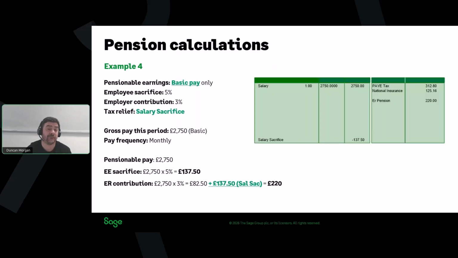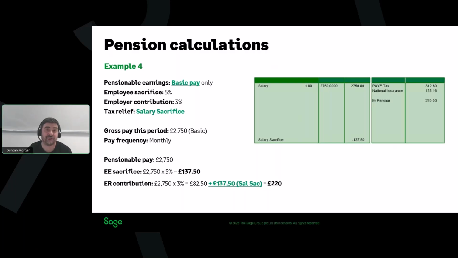And this one looks slightly different on a pay slip. So I've got an example of a pay slip on the slide here. You can see the salary amount, £2,750. The salary sacrifice is a negative payment line. And then the employer pension is the only pension contribution shown, and that is the full £220, which actually equates to 8% of the salary. So the 5% salary sacrifice plus the 3% employer contribution.